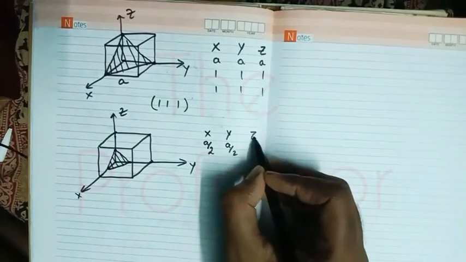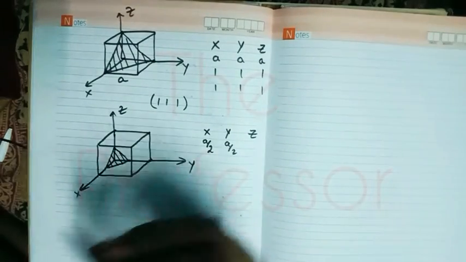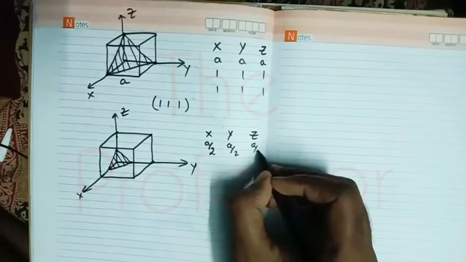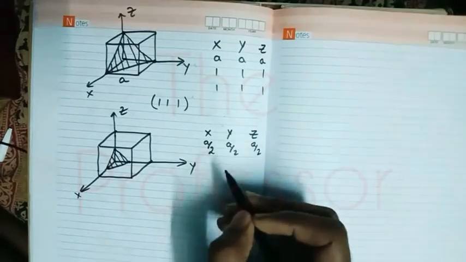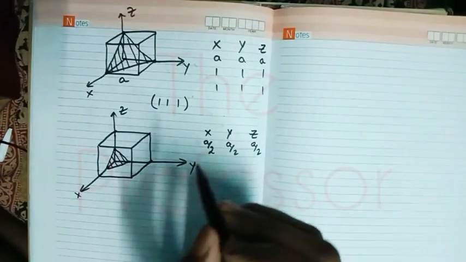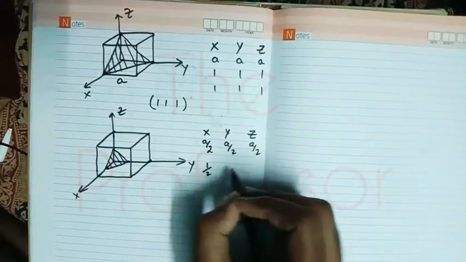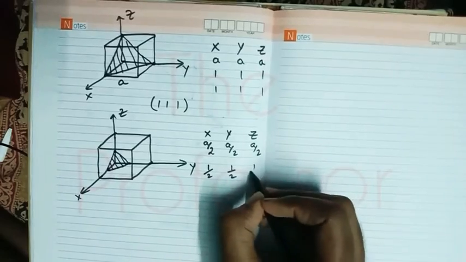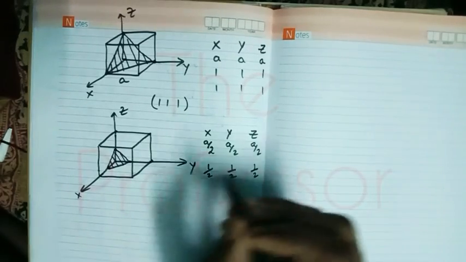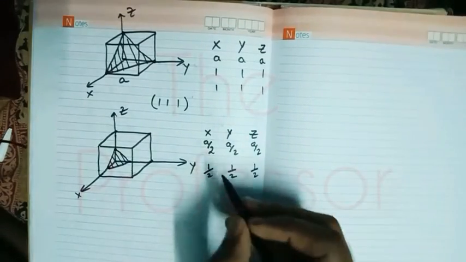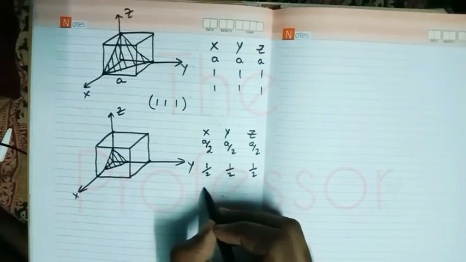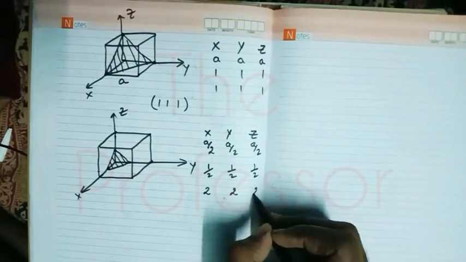And the intercept made by this plane on the z axis is again equal to a by 2. The next step is to replace the parameter a with 1. So this becomes 1 by 2, 1 by 2 and 1 by 2. Further step is to take the reciprocal. So the reciprocal of 1 by 2 is equal to 2, 2 and 2.